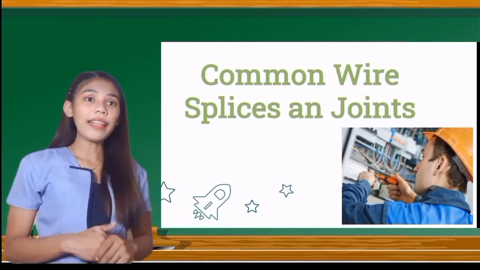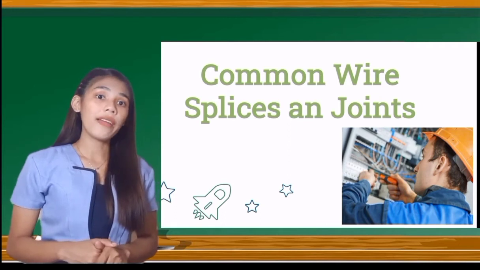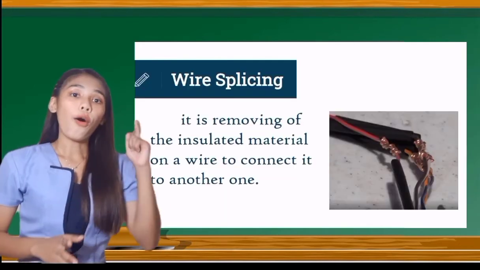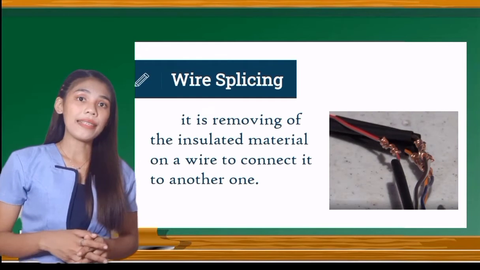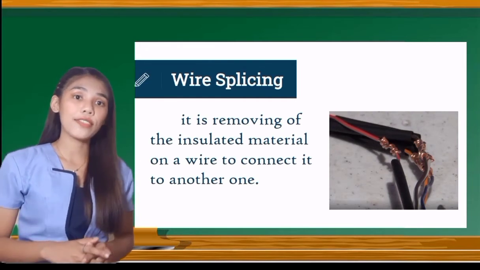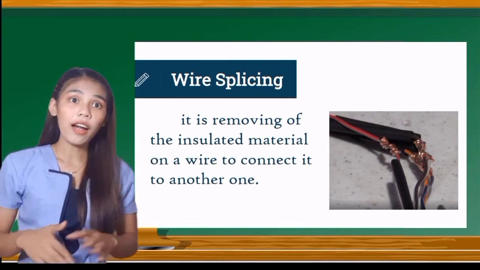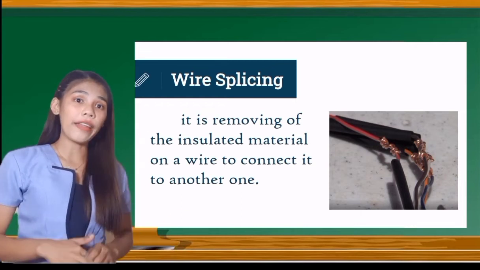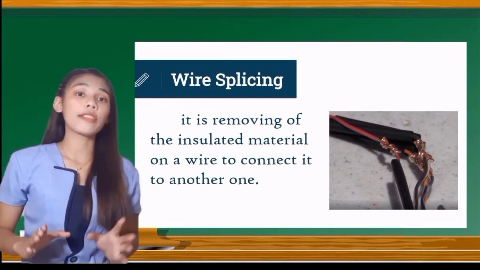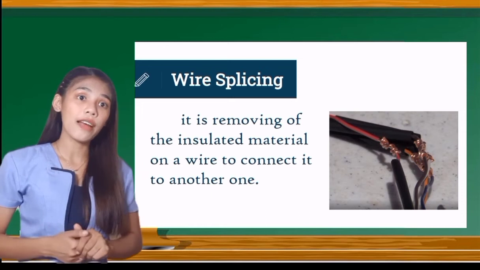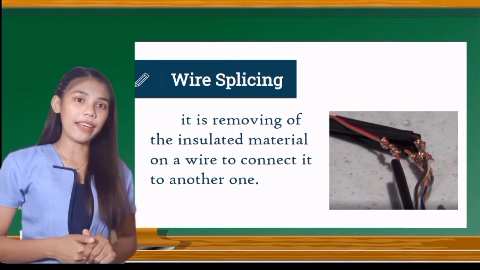But before that, let's know what wire splicing is. Always remember that wire splicing is removing the insulating material on a wire to connect it to another one. It is a process of combining two lengths of wire so they can carry a current.